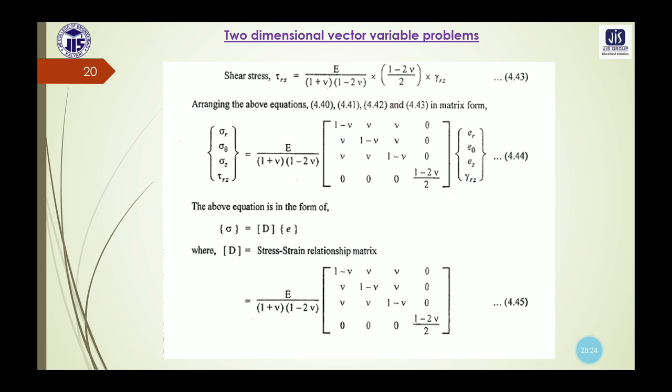Now if we arrange the above equations, that is 4.40, 4.41, 4.42 and 4.43, in matrix form, then on the left hand side of the matrix we get all the stresses: the radial stress, circumferential stress, longitudinal stress and shear stress. On the right hand side of this equation we have a 4 by 4 matrix multiplied by the strain column matrix E_r, E theta, E z and gamma rz. This equation is in the form sigma equals D into E, where sigma is the stress, D is the stress strain relationship matrix and E is the strain. So from this comparison we can say that the stress strain relationship matrix is mathematically represented by equation number 4.45. This is the final representation of the stress strain relationship matrix.